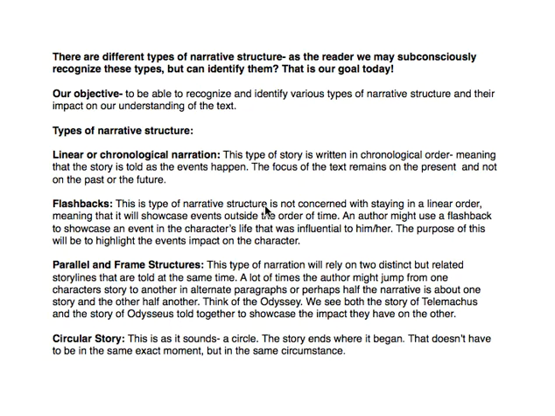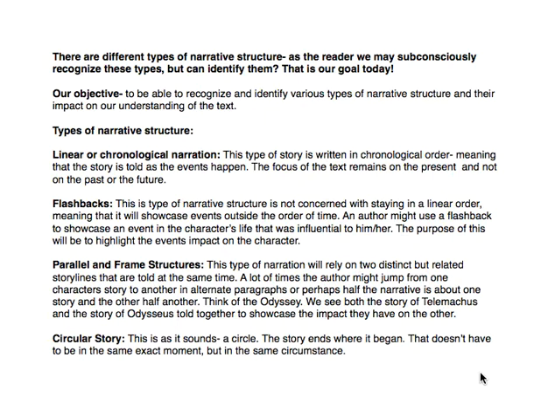The second is flashbacks, and this one I'm sure you've heard of before. A flashback is a type of narrative structure that's not concerned with staying in linear or chronological order, as we saw in the previous example, meaning it's going to showcase events outside the order of time. You might be reading a narrative and an author will flash back, or go backwards in time, to showcase an event in the character's life that was influential or important to him or her. The purpose of this is to highlight the events that impact the character and how they impact the character, so that we can learn more about the character and that character's development.